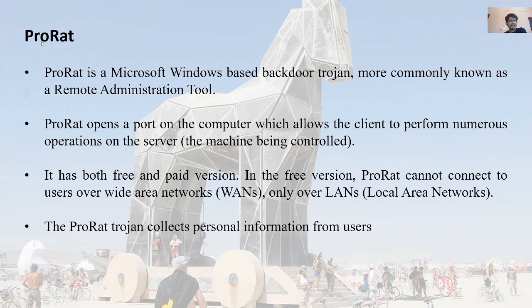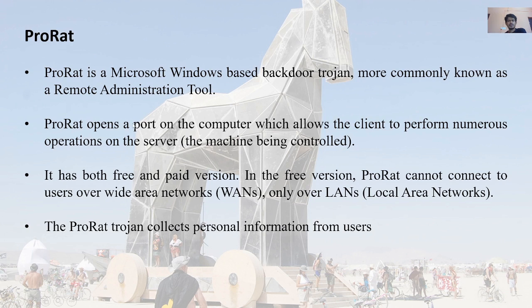Okay, next we can see ProRat. What is ProRat? ProRat is a Microsoft Windows based backdoor Trojan, more commonly known as a remote administrative tool. We have learnt about the backdoor Trojan earlier. So ProRat is a backdoor Trojan, which means it helps to create a backdoor. ProRat opens a port on the computer which allows the client to perform numerous operations on the server, the machine being controlled. Here the server is the machine being controlled by the attacker.